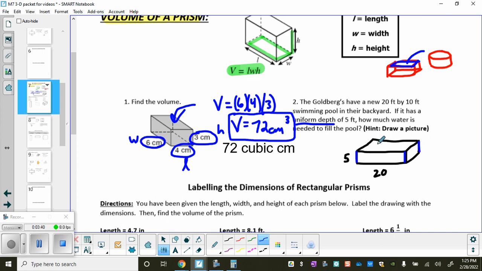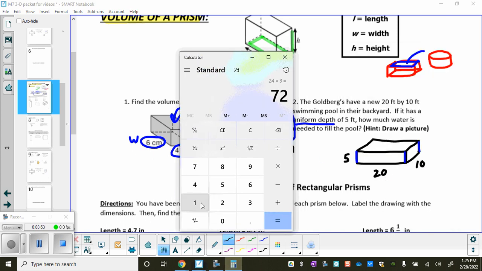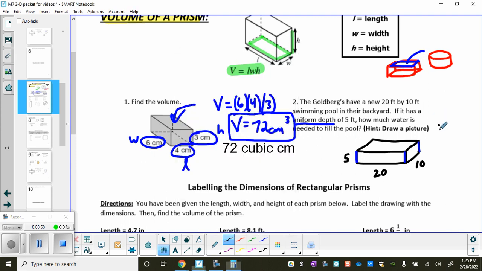All right, it wants to know how much water is needed to fill the pool. And we can't forget about the 10 here. So now that we have a sketch of what our in-ground swimming pool would look like, for the volume, we're just simply going to do 20 by 10 by 5. So 20 times 10 times 5. And here we can see that it would be 1,000 cubic feet to fill this pool. 1,000 cubic feet to fill the pool.